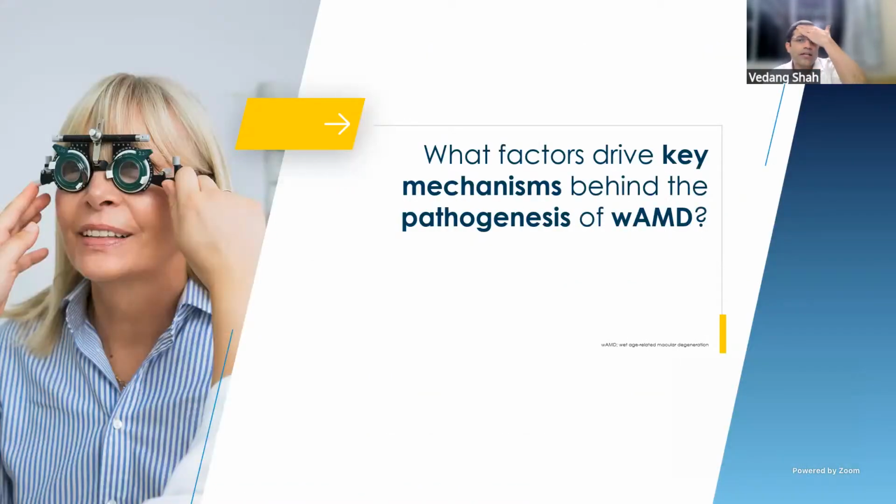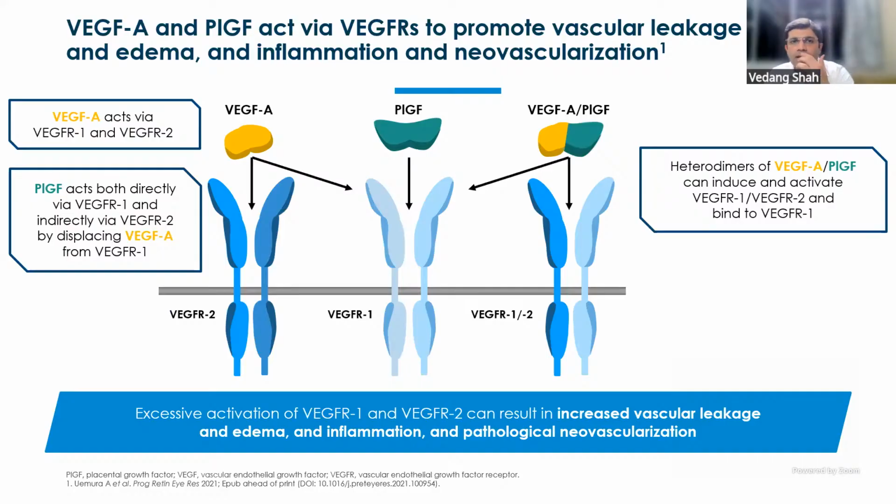What are the key factors behind the pathogenesis of neovascular AMD? If we are to understand clearly, it is basically because of VEGF-A and the placental growth factor, which lead to sudden increased vascular leakage and edema, thereby causing pathological neovascularization. They work in tandem, and therefore PlGF acts both directly via receptor 1 and receptor 2, and by displacing VEGF-A from the VEGF receptor 1.